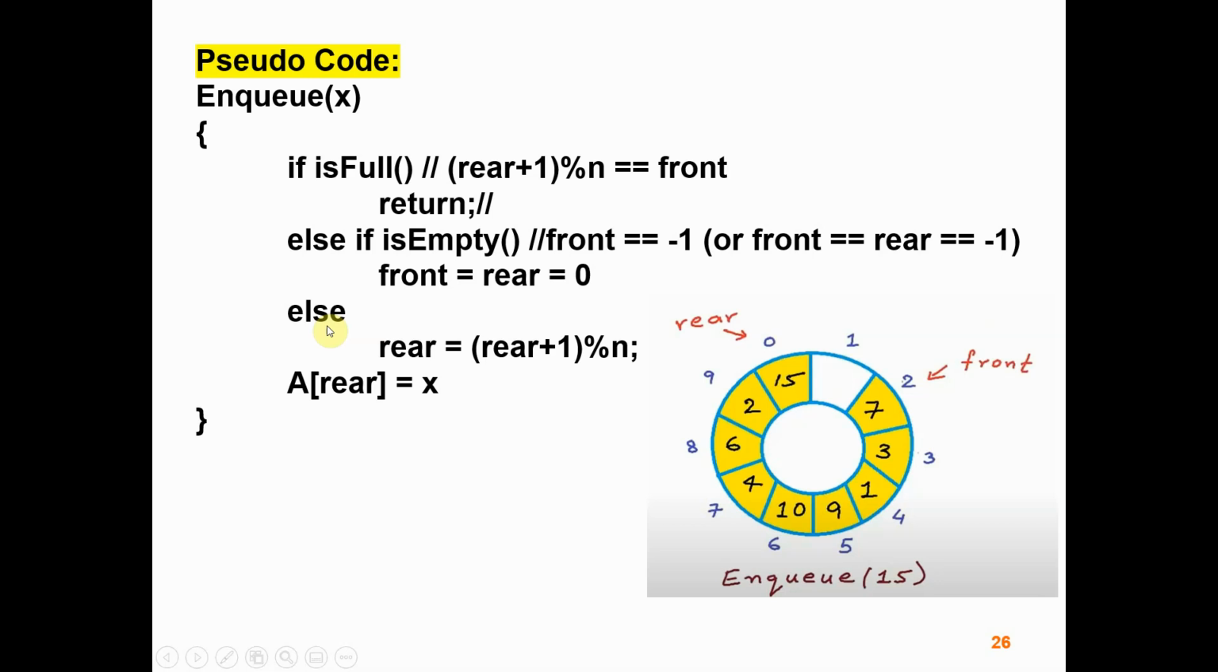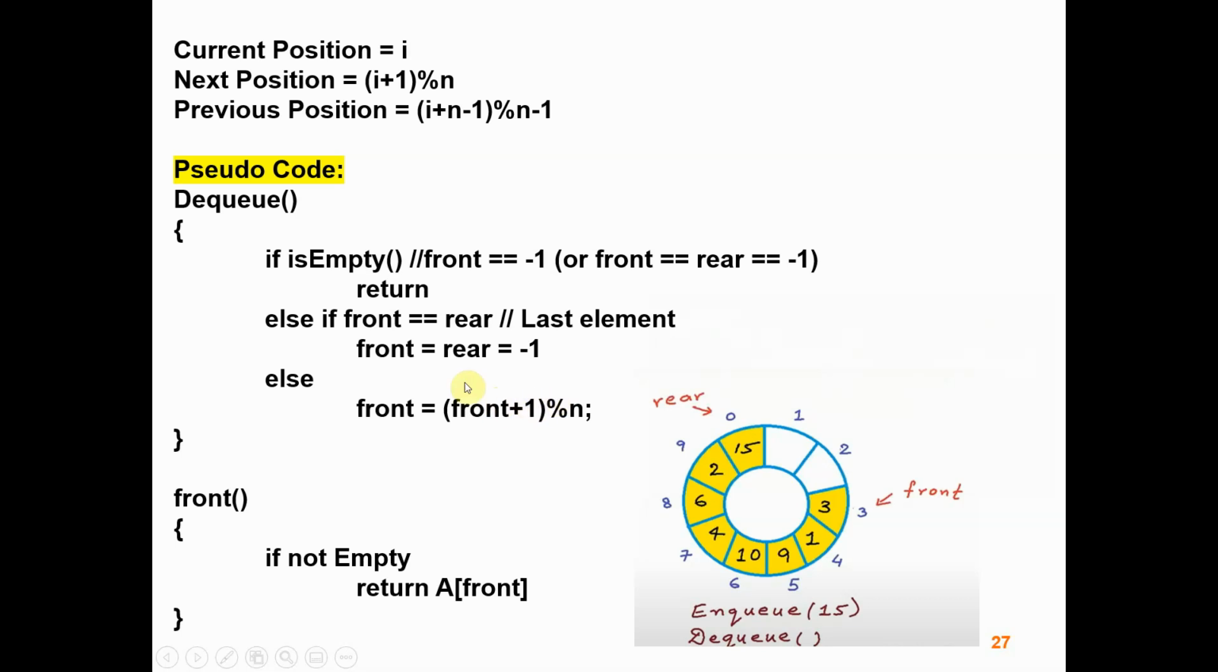Otherwise, we have to increment the rear. This is what we did in the linear array implementation. We just had rear plus plus. But in the case that we get to the end of the array, we have to start over, right? So we have to write rear is equal to rear plus 1 mod n, and then we insert the element.